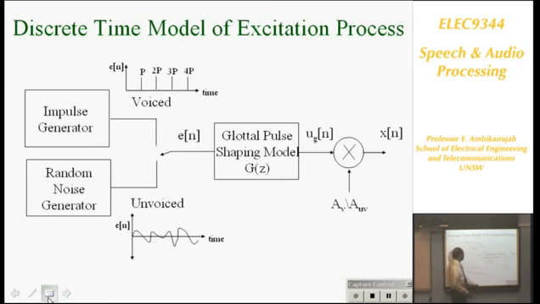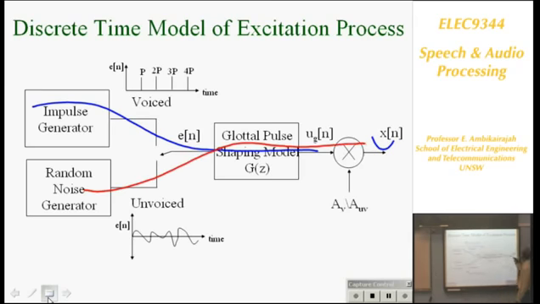So now, from now onwards, here is my voiced path, x(n) is my output, and here is my unvoiced path, x(n) is my output again. Depending on voiced or unvoiced, this volume is controlled. For voiced, A is bigger. For unvoiced, it will be lower.